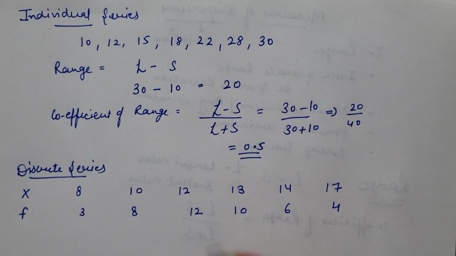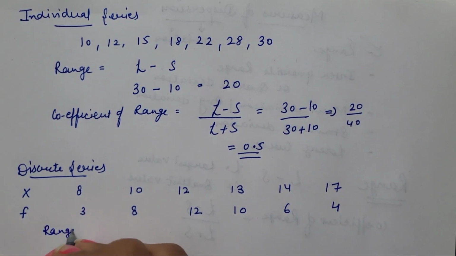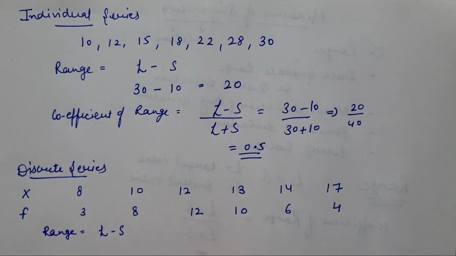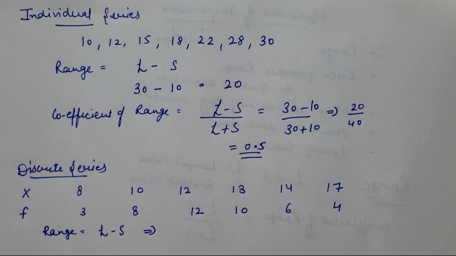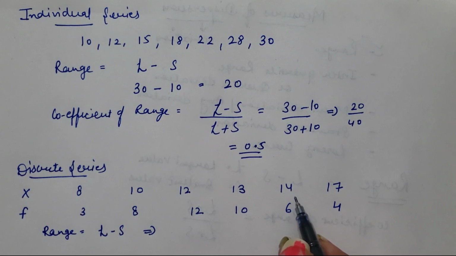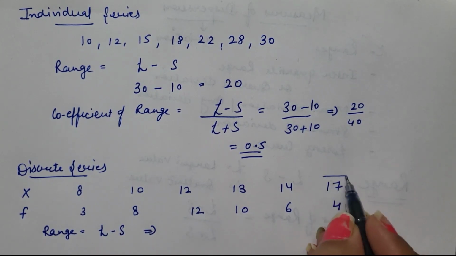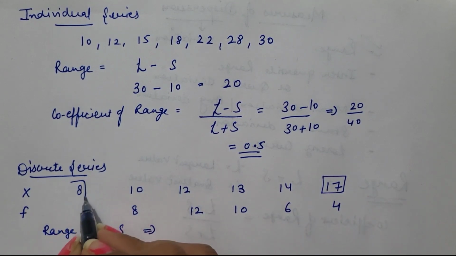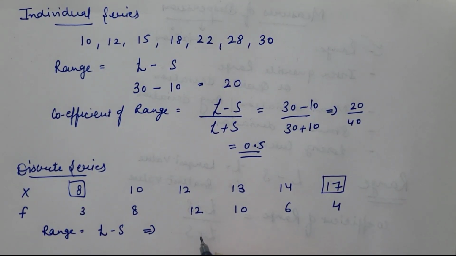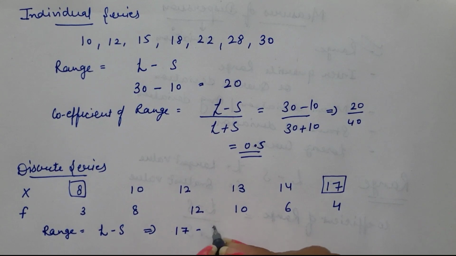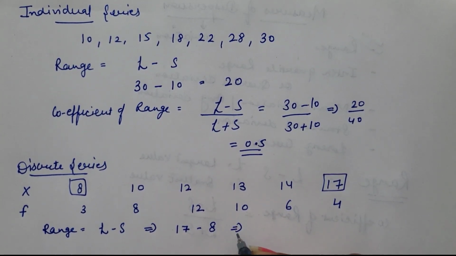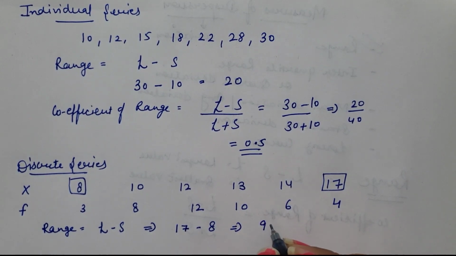For calculation of range here, again formula is same, and frequency does not affect the value of range. So there is no role of frequency. The highest item is 17 and the lowest item is 8. So largest 17 and smallest item is 8. Difference between these two is 9. So range here is 9.